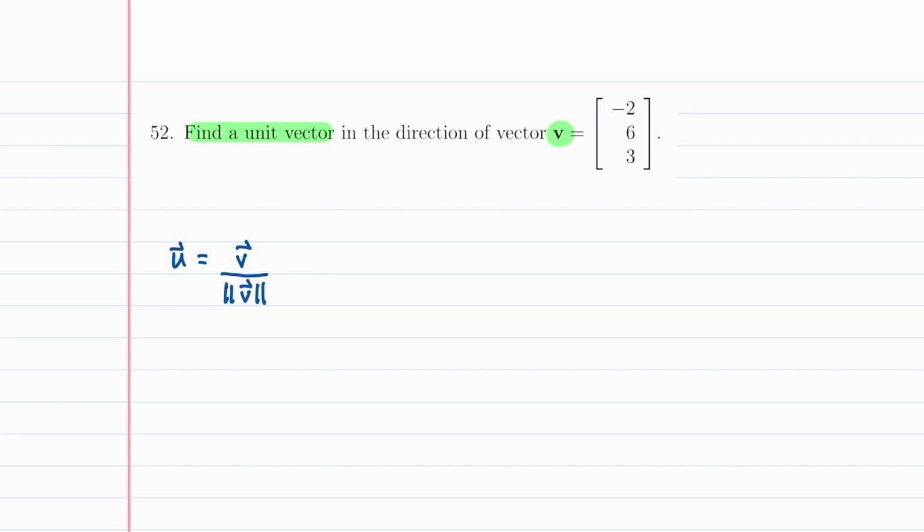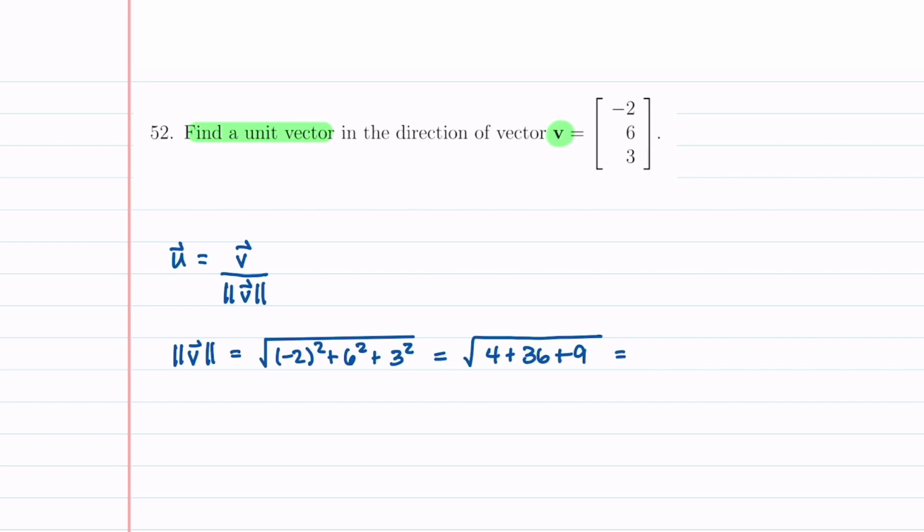Let's begin by finding the magnitude. So the magnitude of a vector is just the square root of all the entries in the vector squared. So we have (-2)² + 6² + 3². This gives us the square root of 4 + 36 + 9, and that's equal to the square root of 49, which is equal to 7.